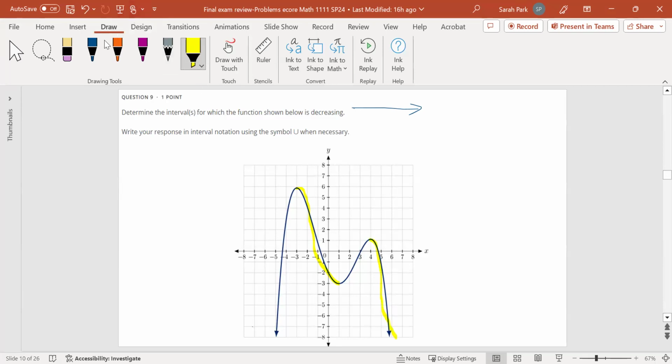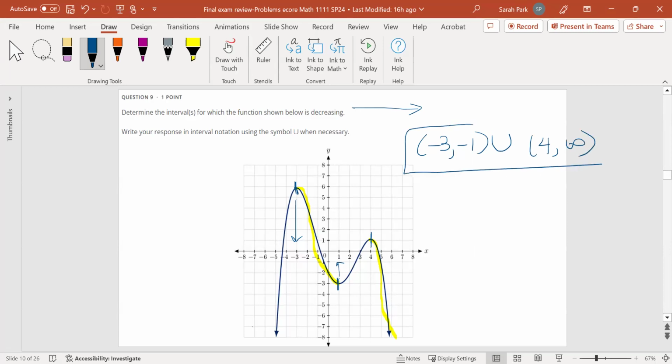And with decreasing intervals, you always want to report the x value. So it decreases from, you can see here, which is -3. And then it goes up until right there. And if you read the x value, it's -1. So it decreases from -3 to -1. And then it skips, and then it goes up again. And from 4 on, which is 4 to infinity, it decreases. So it decreases for all the x values from -3 to -1. We use that union symbol, 4 to infinity.